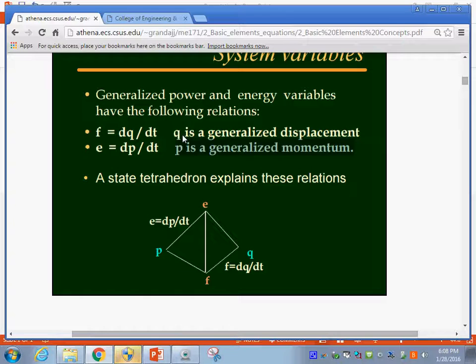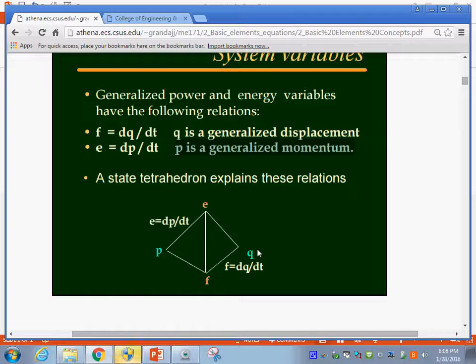So the little picture that you see here shows the different kinds of relationships between the variables. Like in this case, the effort is dp dt. In this case, the flow is dq dt. But we use the power variables P and Q. Okay?